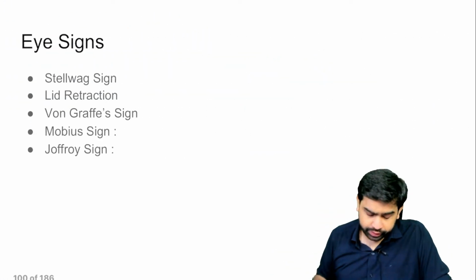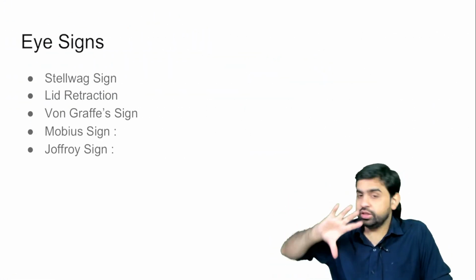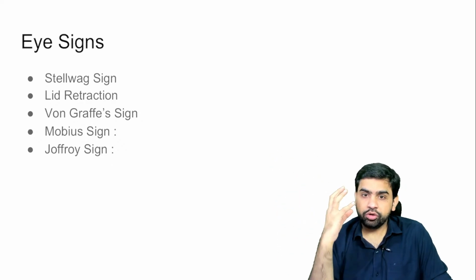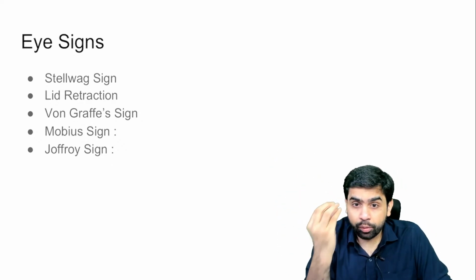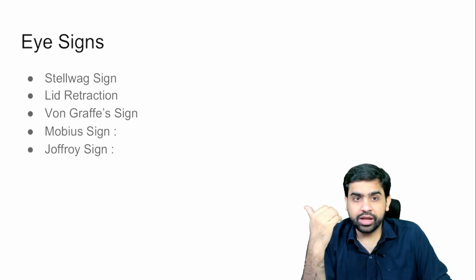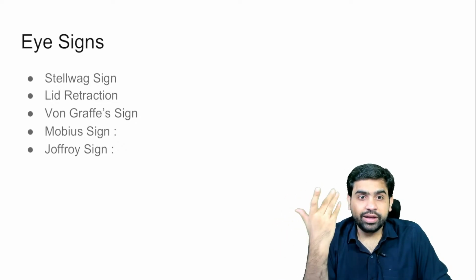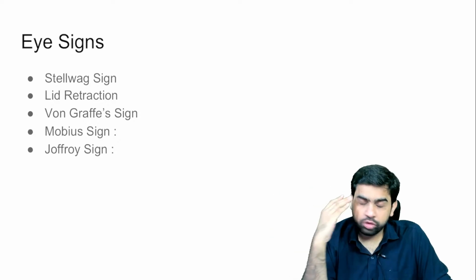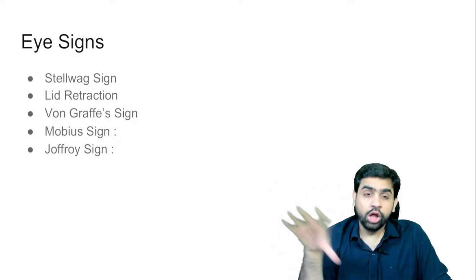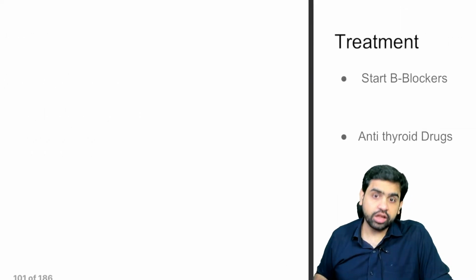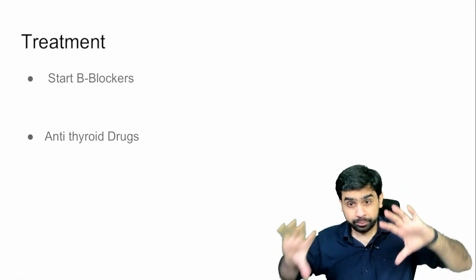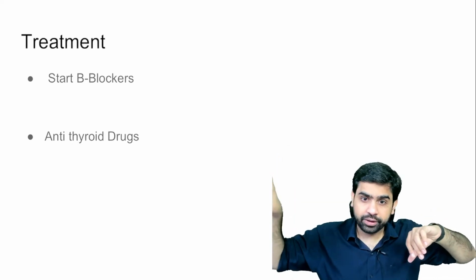Understood? Now, what is the difference between other hyperthyroidism and Graves' disease? Eye signs. Here you also get an ophthalmopathy. You get all these signs: Stellwag sign, infrequent blinking sign, lid lag sign, von Graefe sign, Mobius sign, Joffroy sign, all of which you have read in your ophthalmology also. These are the eye signs which you get in Graves' disease. I hope you have understood there's a difference between hyperthyroidism and Graves' disease.